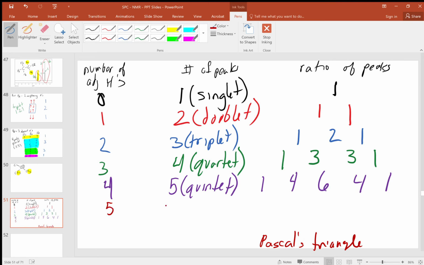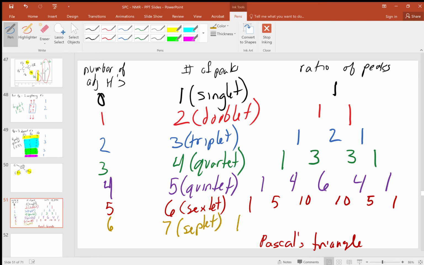5 adjacent hydrogens gives us 6 peaks, or a sextet. 1 to 5 to 10 to 10 to 5 to 1. And we'll do one more row. If we have 6 adjacent hydrogens, that's what we see if we have an isopropyl group. We get 7 peaks, or a septet, with a ratio of 1 to 6 to 15 to 20 to 15 to 6 to 1.